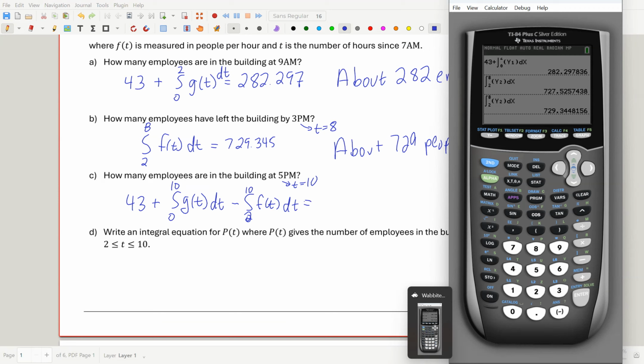The integral from... right, because this was positive. Yeah, I guess that makes sense. Okay.